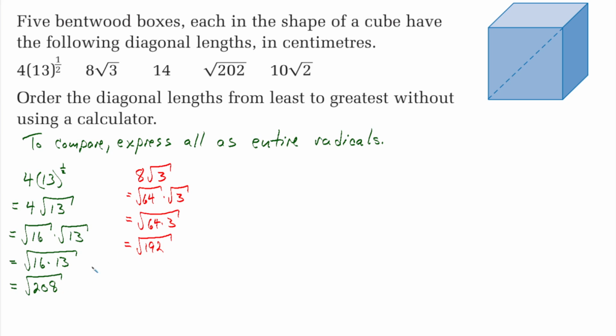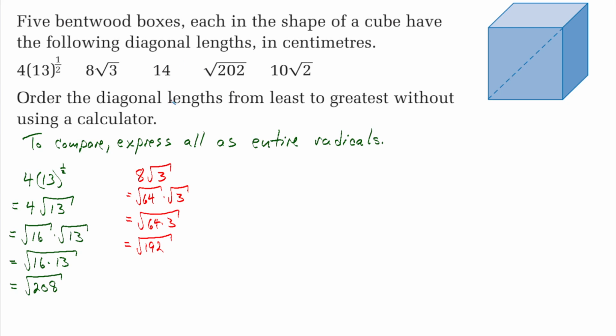Yeah, so already, now that we've expressed these as entire radicals, we can see that 4 times 13 to the 1/2 is larger. That would be a longer length than 8 times root 3, because the square root of 208 would be a larger number than the square root of 192.